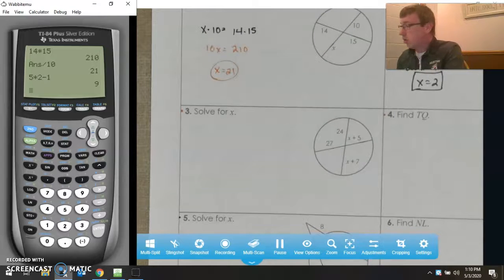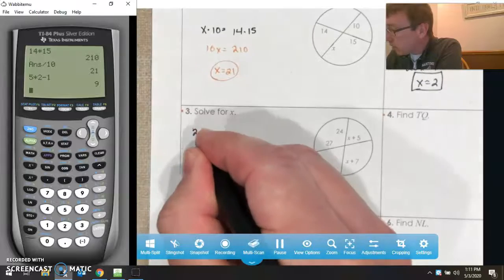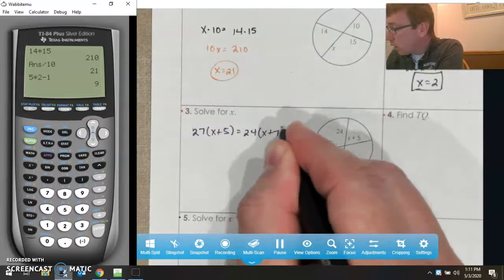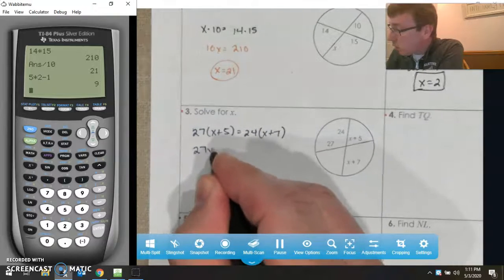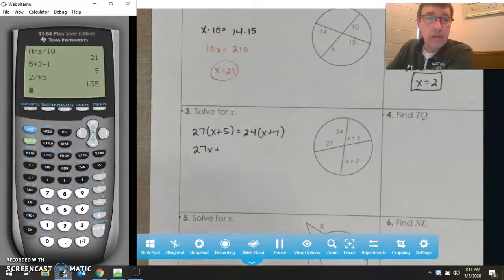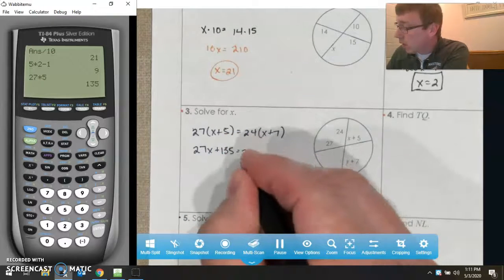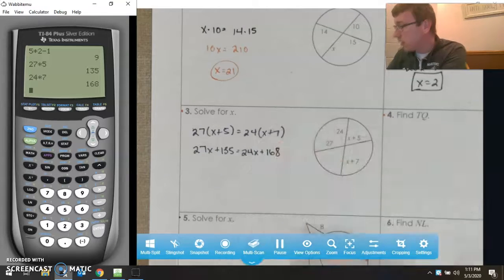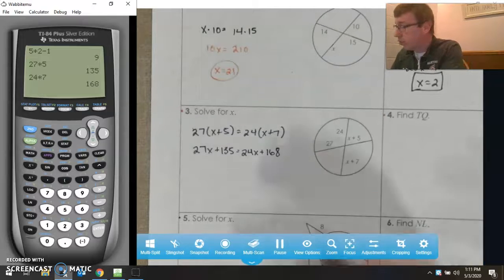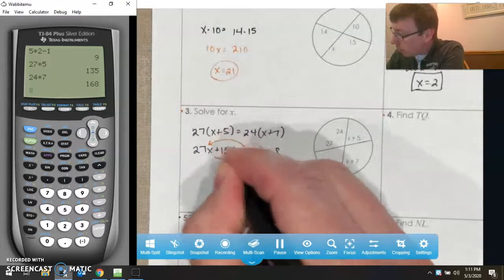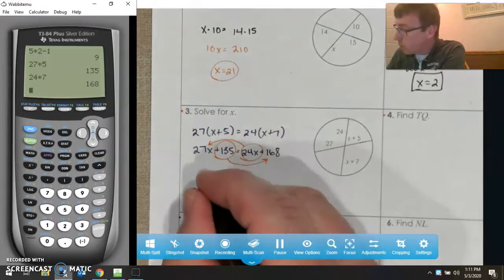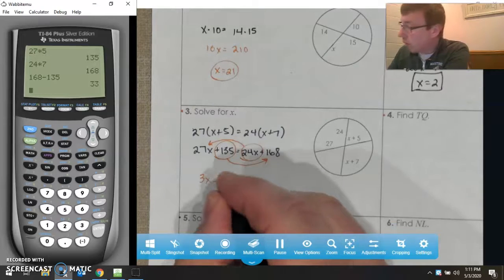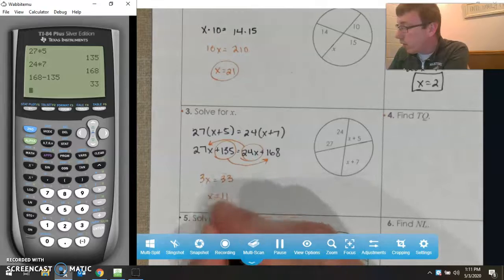Okay. So we have 27 times x plus 5 will equal 24 times x plus 7. So if we distribute here, 27x, 27 times 5 is 135. 24 times x, and 24 times 7 is 168. Now, there are more x's on the left side, so I'll move the 24x over here. I'm going to bring the 135 over here. 27x minus 24x is 3x. 168 minus 135 will be 33. 33 divided by 3, x will equal 11.